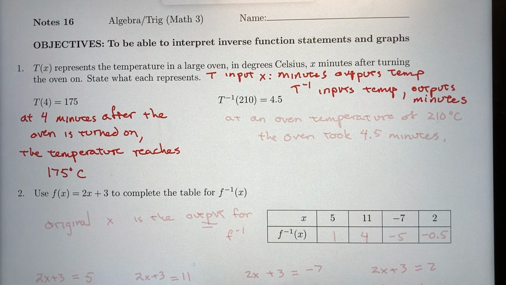Okay, and then the inverse says at an oven temperature of 210 degrees Celsius, the oven took 4.5 minutes.